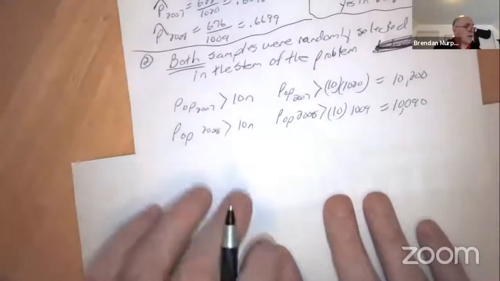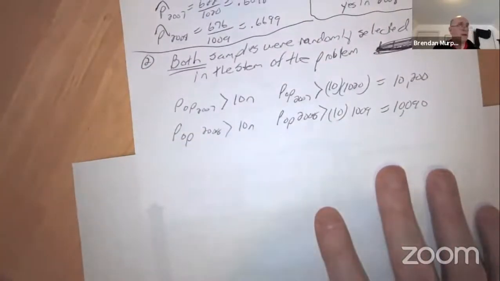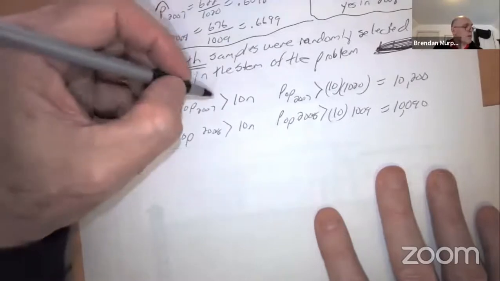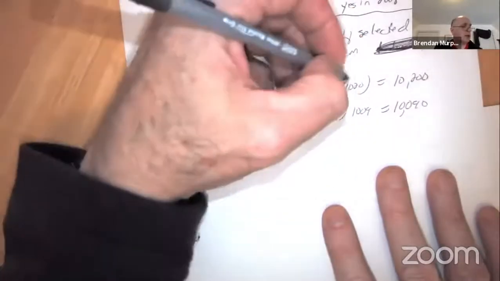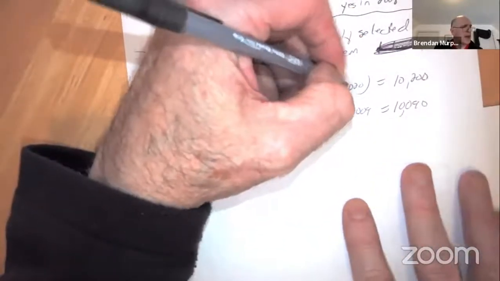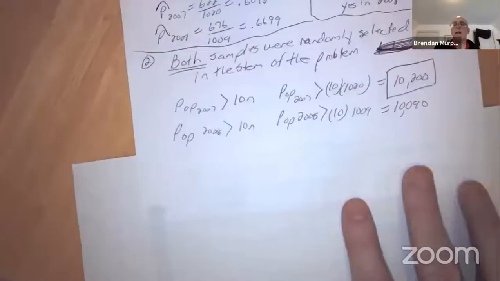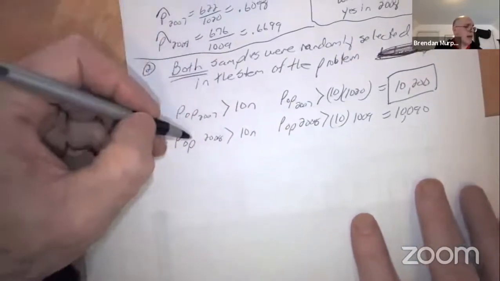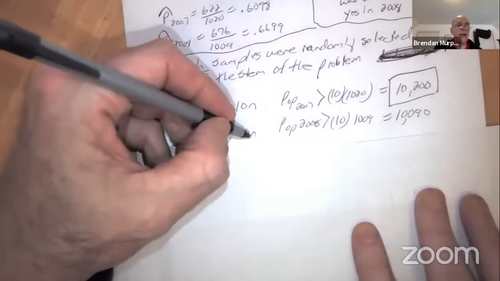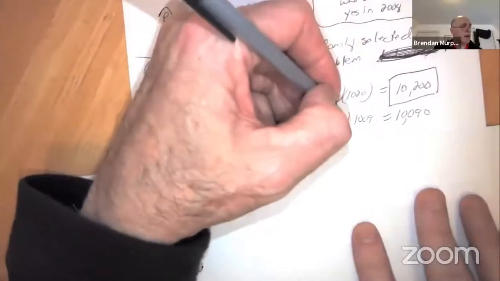So I want to make sure my population size is big enough. So is the population in 2007 greater than 10 times my sample size? Is the population in 2007 greater than 10 times 1020 or 10,200? It feels like yes in the United States, but we'll come back and address that. Is the population in 2008 greater than 10 times my sample size? 10 times 1009 or 10,090?